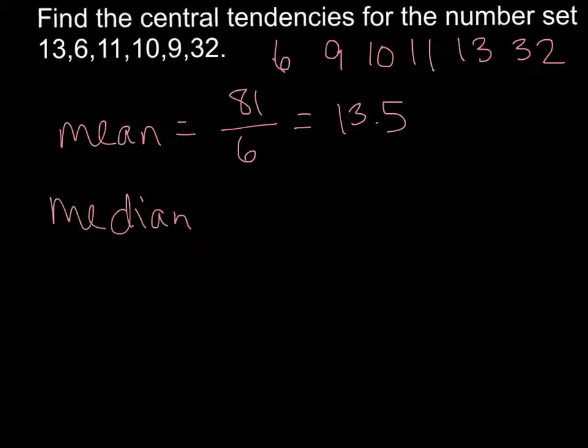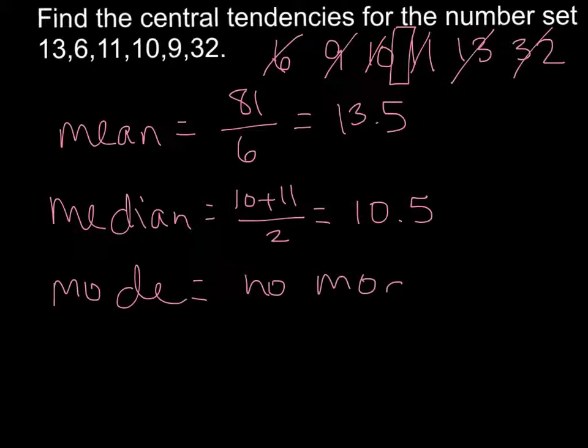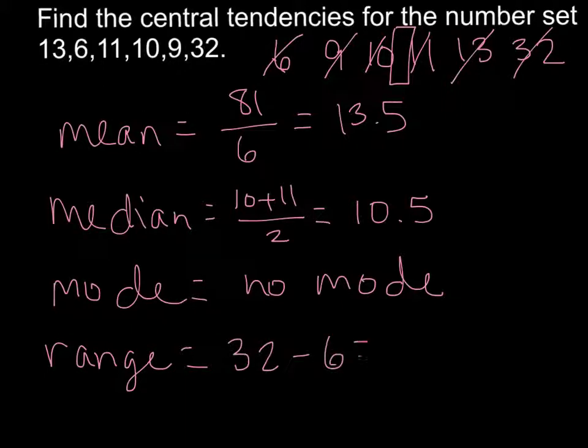Your median, or your middle number, just cross them off, so 6 and 32, 9 and 13, 10 and 11, so it's actually right in between 10 and 11. So what you do is you add those two numbers up, so 10 plus 11, and divide by 2, and the number between 10 and 11 would be 10.5. Your mode, you look if any numbers repeat, and none of them do, so you call that no mode. Your range, your biggest number minus your smallest number, so in this case is 32 minus 6, which is 26.